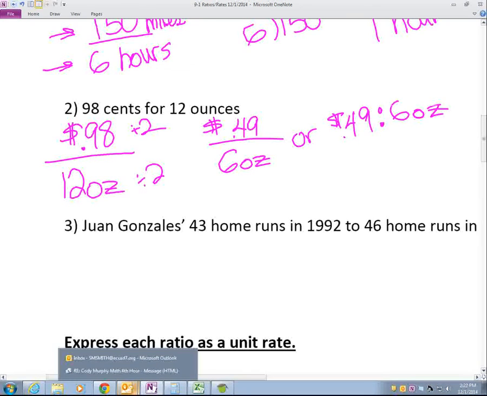Yes? So when we do the homework, we have to put units? Yes, unless it's a fraction like this. I mean, you wouldn't really need this. I could do 49 to 6 because it's 98 cents for 12 ounces. So we already know that it's cents. We already know it's ounces. So 49 to 6.